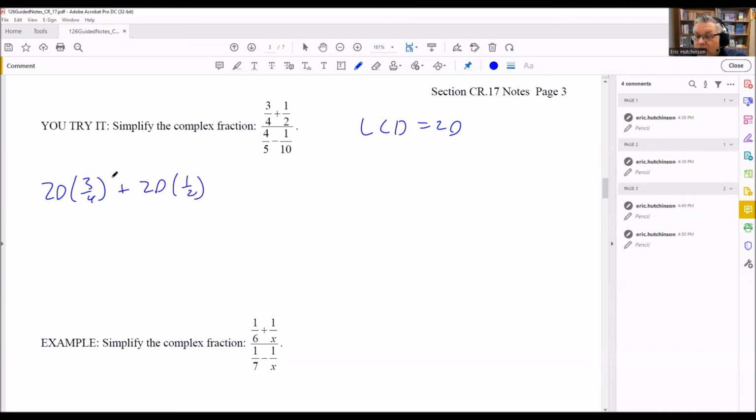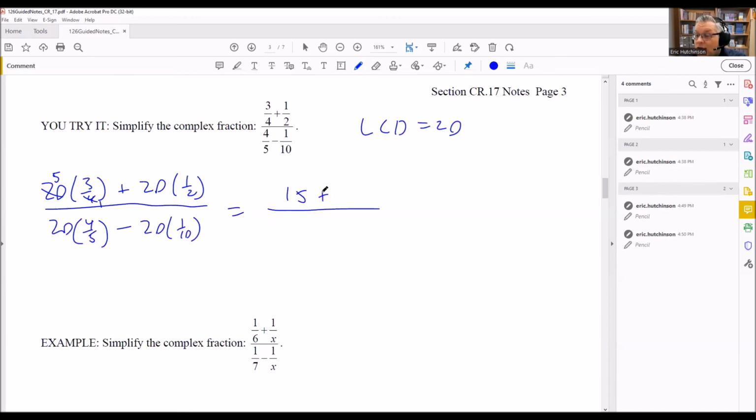So we're multiplying each one by 20 on top, each one by 20 on the bottom. Now it's time to start multiplying and reducing. So 20 divided by 4. So 4 divided by 4 is 1. 20 divided by 4 is 5. So on top, I have 5 times 3, or 15.